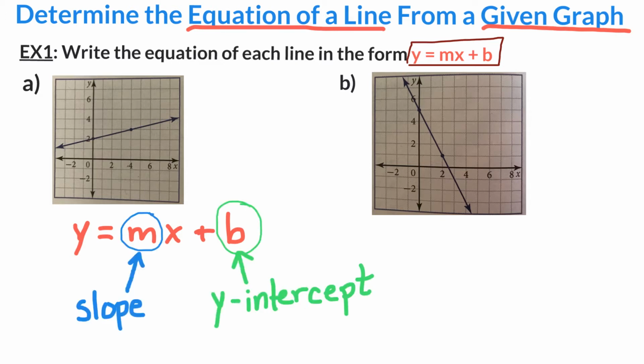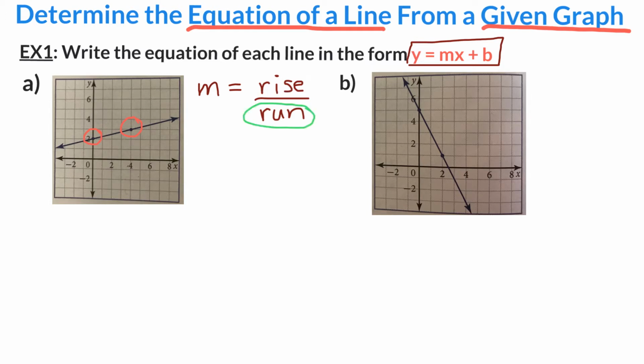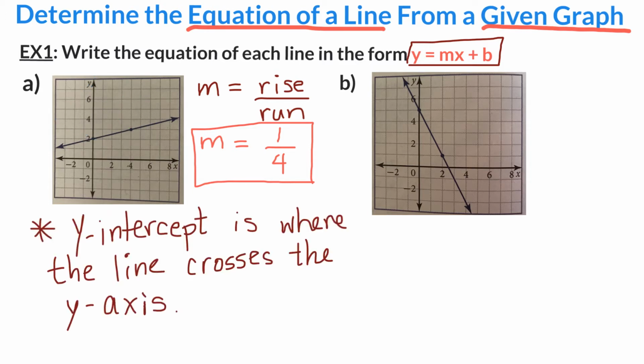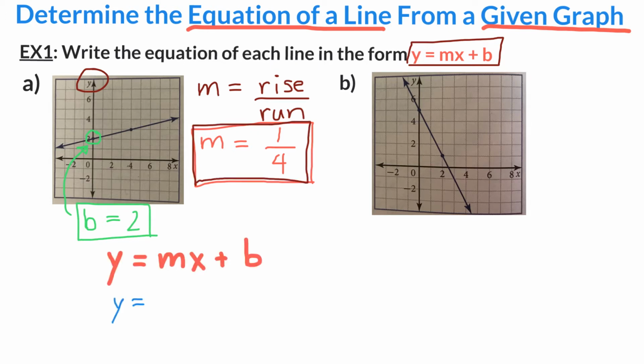In example A, let's find the slope. We are given 2 points, so we can calculate the rise and the run. In this case, the rise is 1 and the run is 4. Therefore, the slope is 1 over 4. Also remember that the y-intercept is where the line crosses the y-axis. In this case, it crosses at 2. So b equals 2. Now we can write the formula, which is y equals 1 over 4x plus 2.